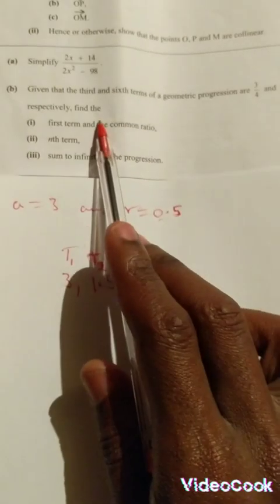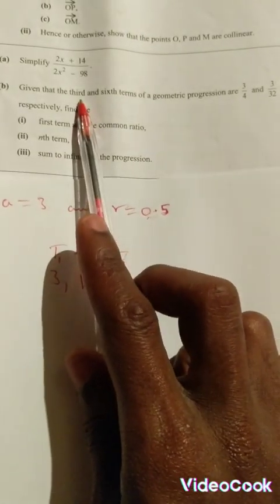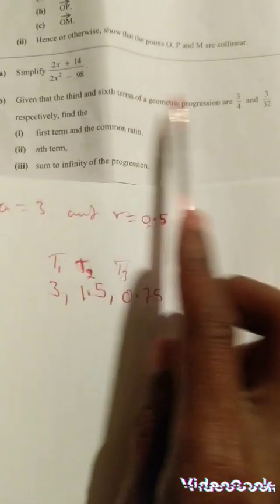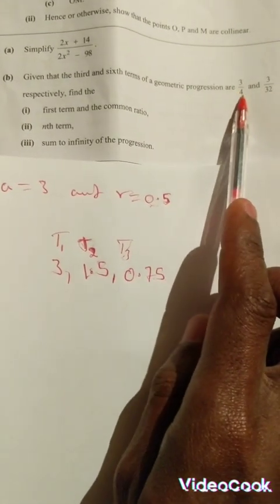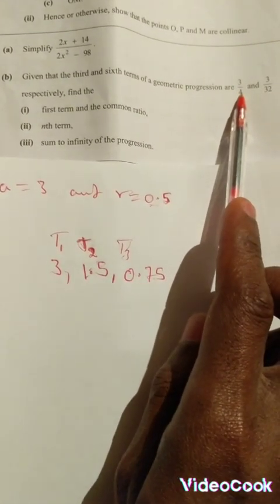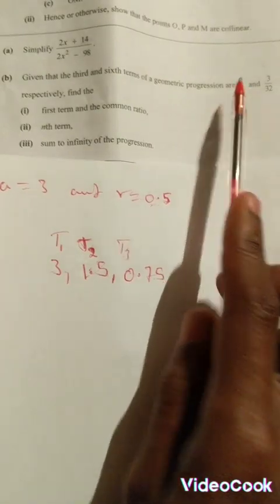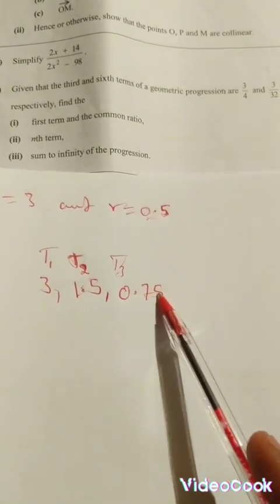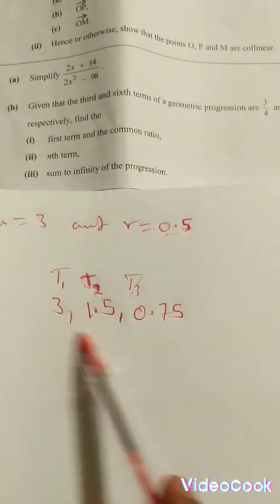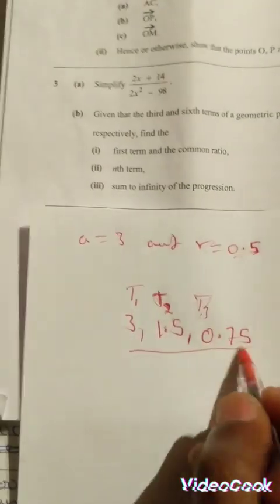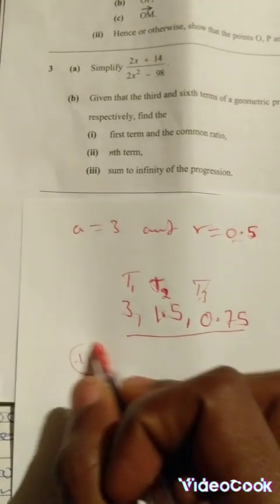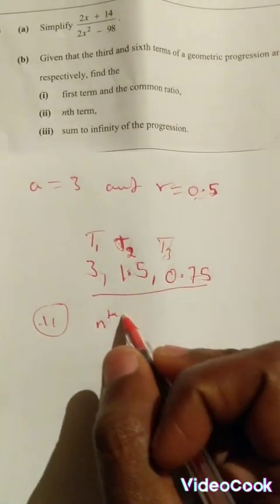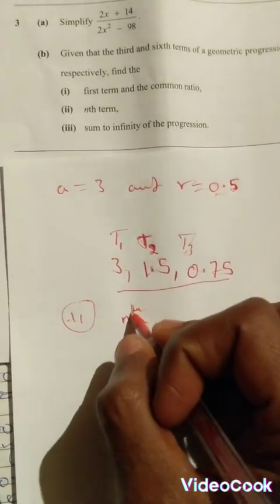And you have seen here that it is even given that the third term was 3 over 4. When you divide 3 over 4, you are going to find 0.75. So this is our sequence. Hence we can find question 2, which says finding the nth term.